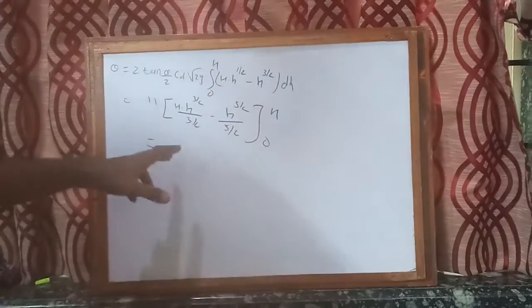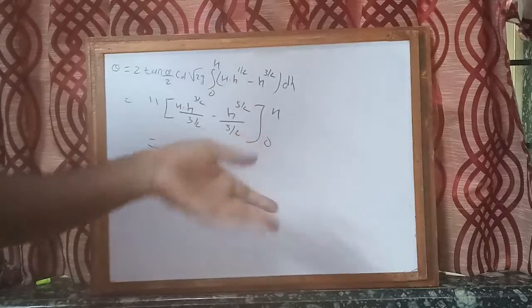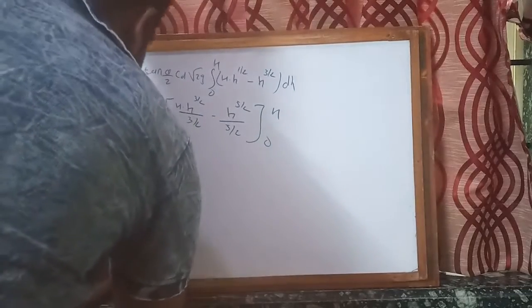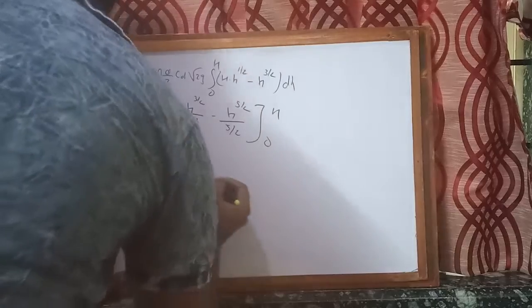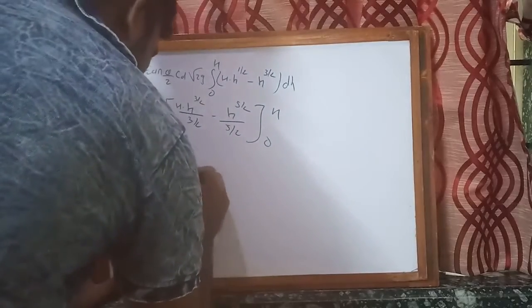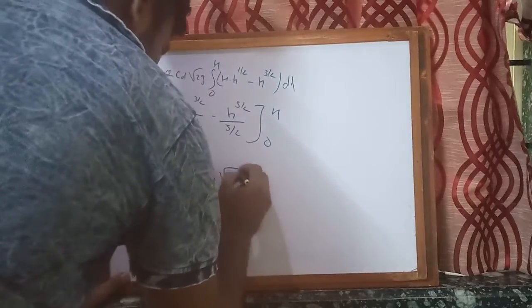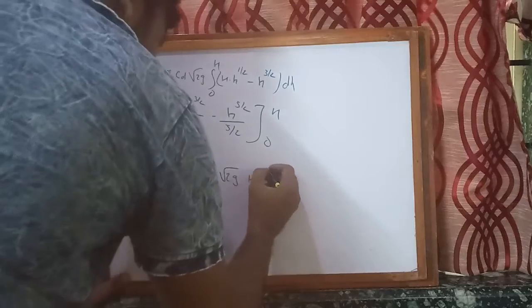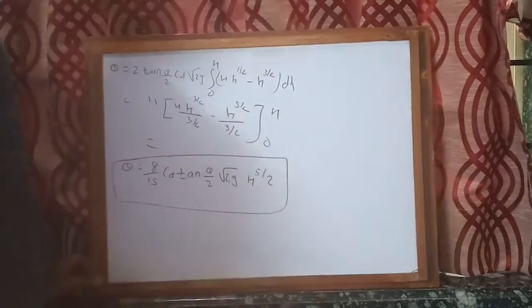Now these steps I will not do. You know, very simple. Just substitute, upper bound minus lower bound, all those things you do yourself. I'll just write the final formula. So the final formula will look something like this. Q, after solving this, you can do by yourself. Very simple math. tan theta by 2 root of 2g h to 5 by 2. So this is what we have.